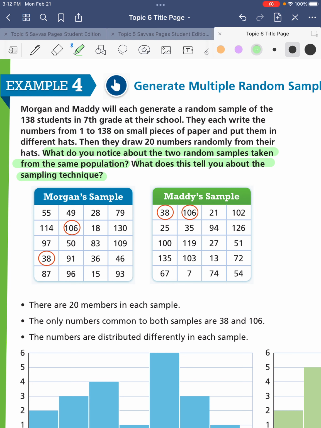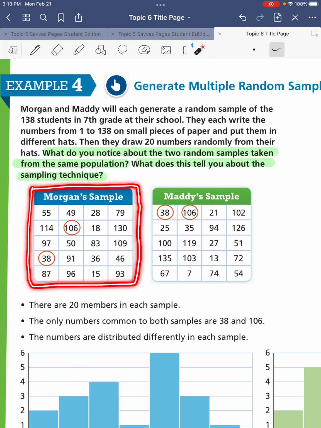Okay, so let's look at Morgan's sample. So we're looking at this right here. Okay, so we've got 20 different numbers.